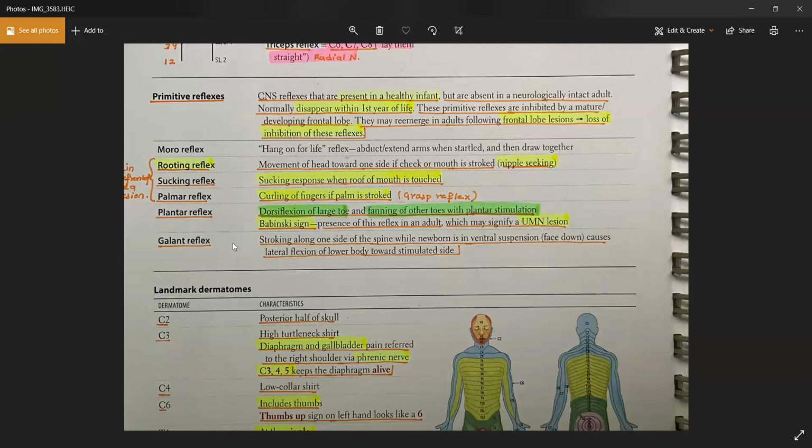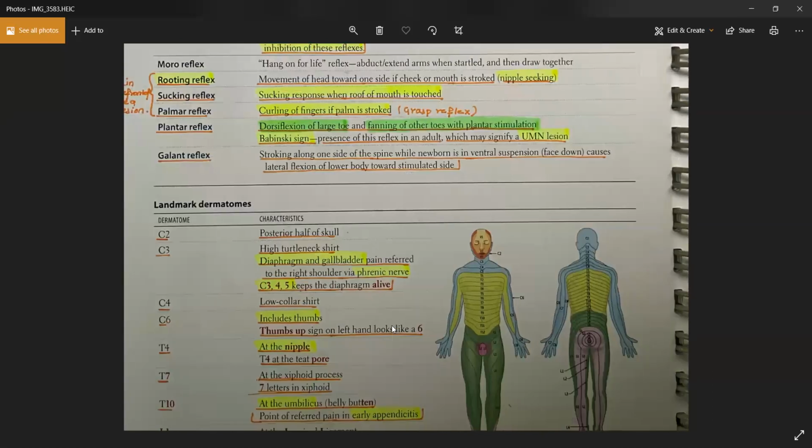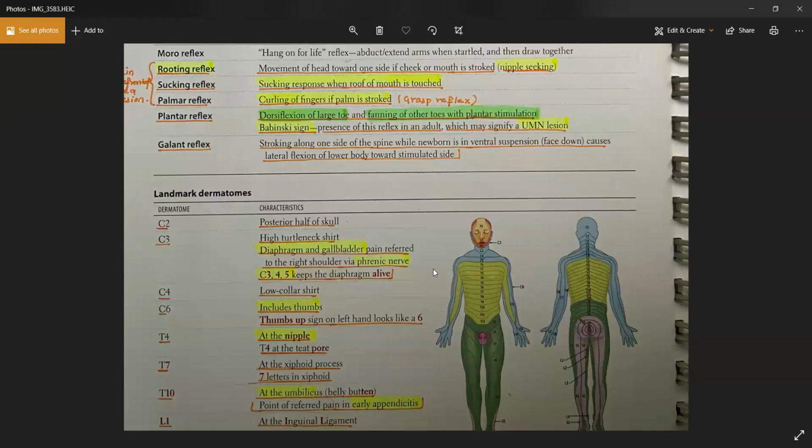Then you have the Galant reflex, similar to the other ones. Just remember the Babinski for it, right?